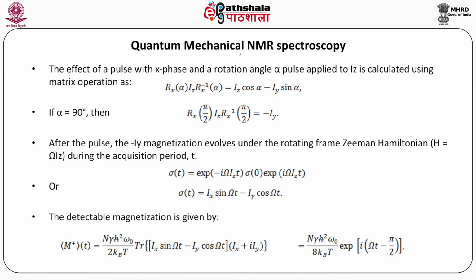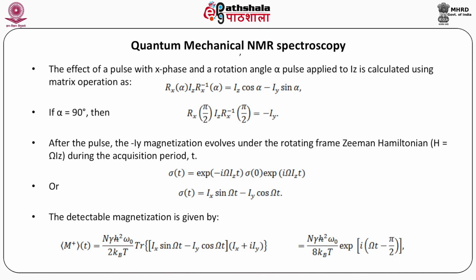matrix operation as Rx(alpha) Iz Rx(-alpha), and this comes out to be Iz cos alpha minus Iy sin alpha. If alpha is equal to 90 degrees, then Rx(pi/2) Iz Rx(-pi/2) is equal to minus Iy, because sin 90 is 1 and cos 90 is 0. After the pulse, the minus Iy magnetization evolves under the rotating frame Zeeman Hamiltonian H equal to omega Iz during the acquisition period t.